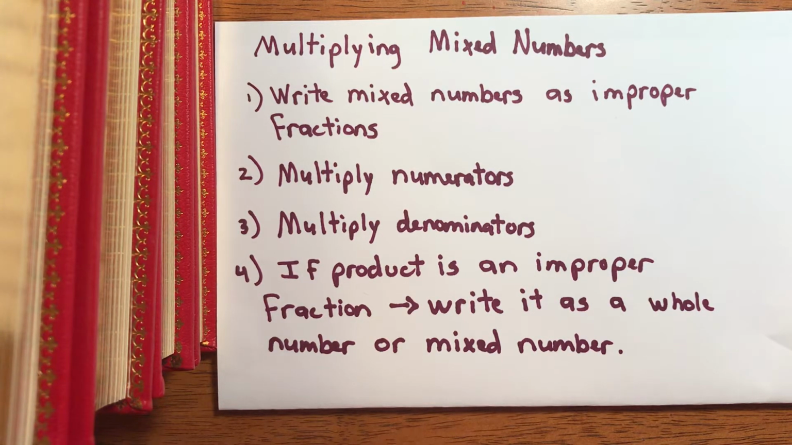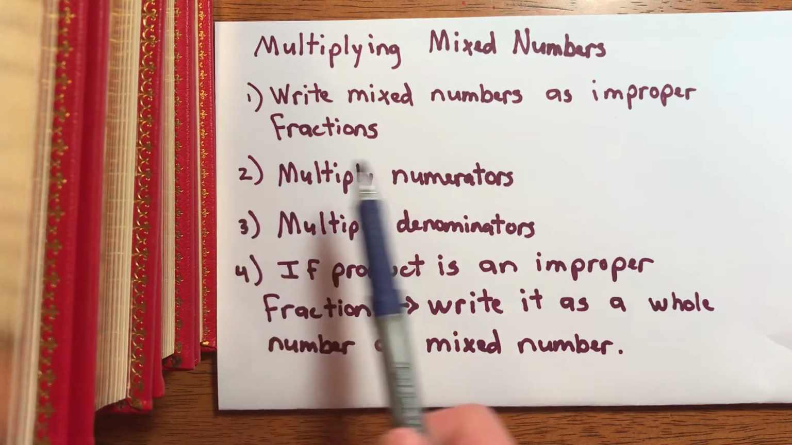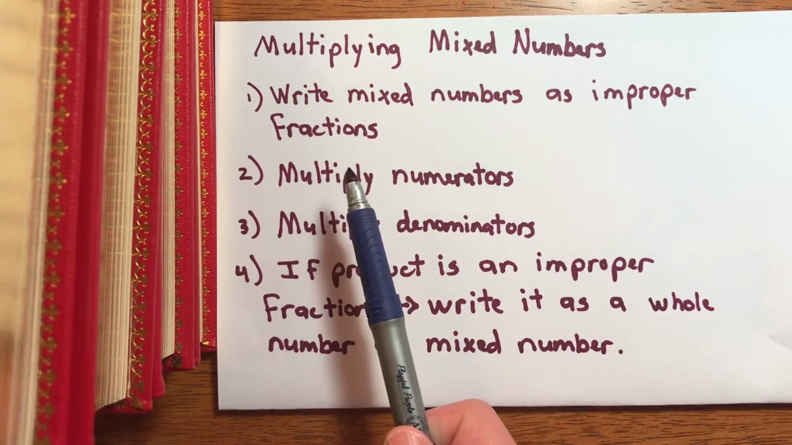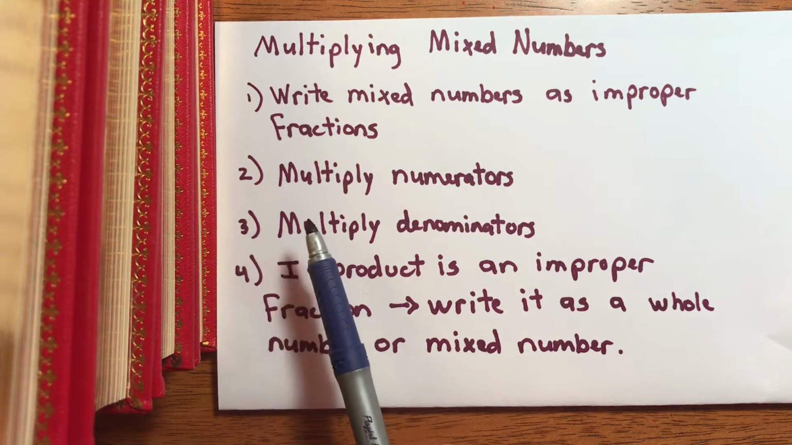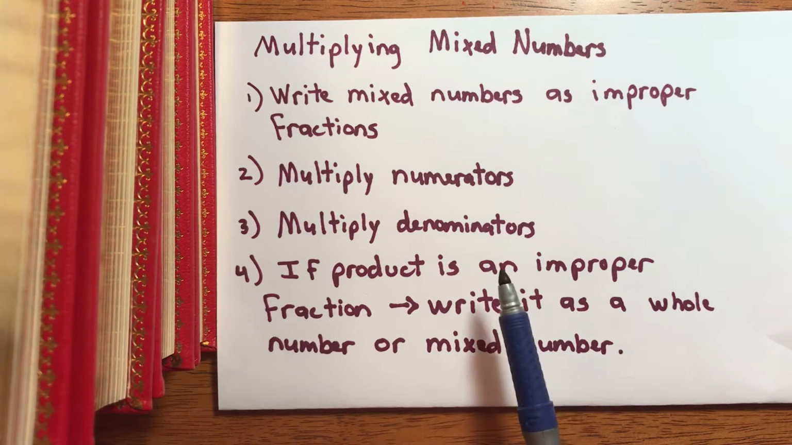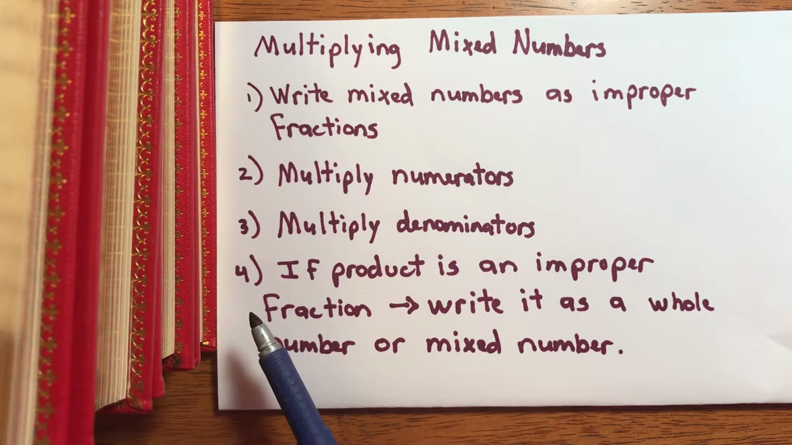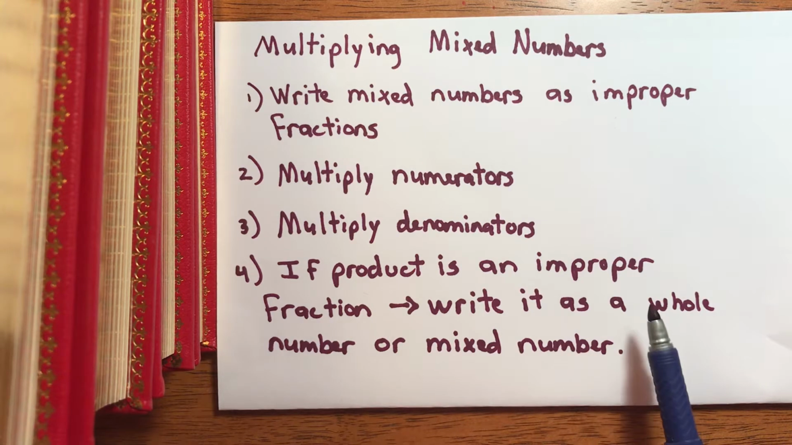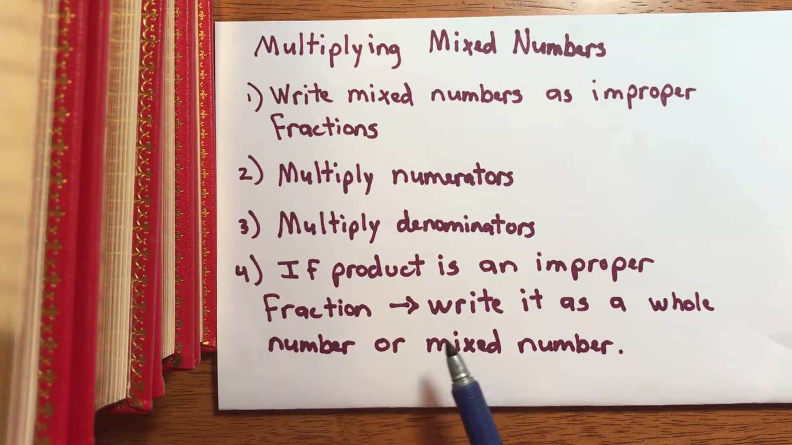Now I've written down the steps, and if you want to pause the video so you can write them down so you can have them as you're working, go ahead and do that. The first step is going to be to write any of your mixed numbers as improper fractions. Your second step is going to be to multiply your numerators. Your third step is going to be multiplying denominators. And your fourth step is, if the product is an improper fraction, because sometimes it won't be if you're multiplying a mixed number times a fraction, you're going to write it as either a whole number or a mixed number.